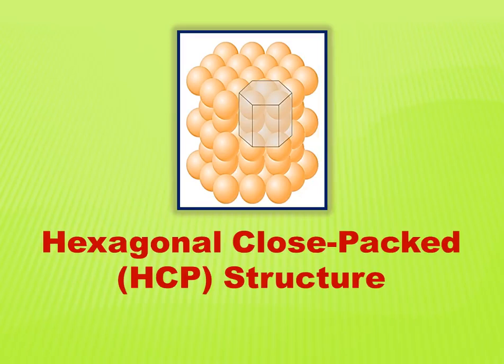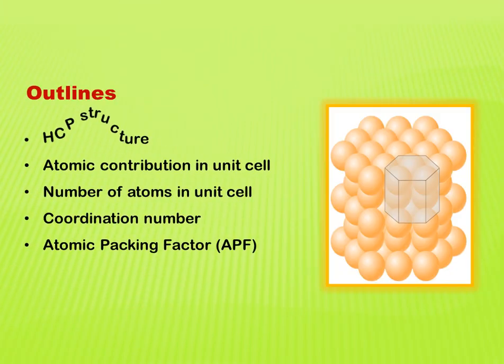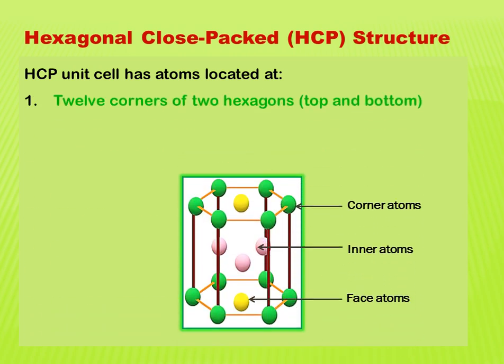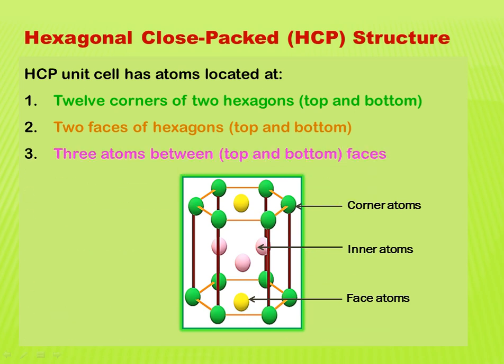Hexagonal close-packed structure. These are the outlines: HCP structure, atomic contribution in unit cell, number of atoms in unit cell, coordination number, atomic packing factor. Discussing structure briefly. HCP unit cell has atoms located at 12 corners of two hexagons, these green atoms, two faces of hexagons, top and bottom, these yellow atoms, and three atoms between top and bottom faces, these pink atoms.